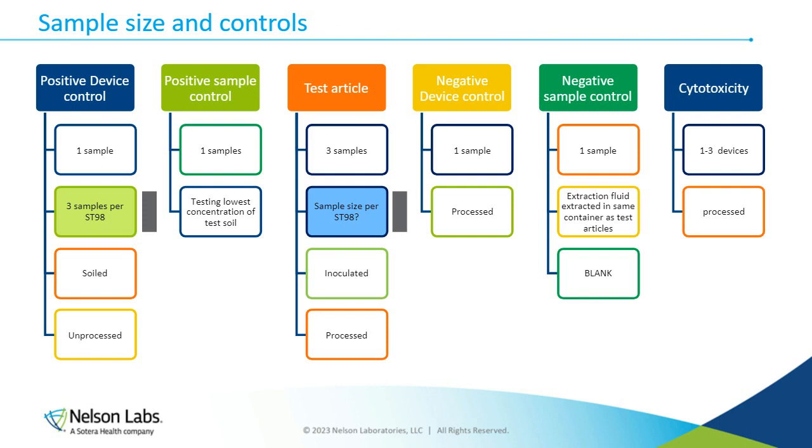Sample size and controls, of course, has dramatically increased from what we were usually performing for these validations, as you can see on the slide. We have positive controls that increased. We have to do positive sample controls. Test article samples increased, negative device controls, negative sample controls, and cytotoxicity testing to assess detergent residuals.